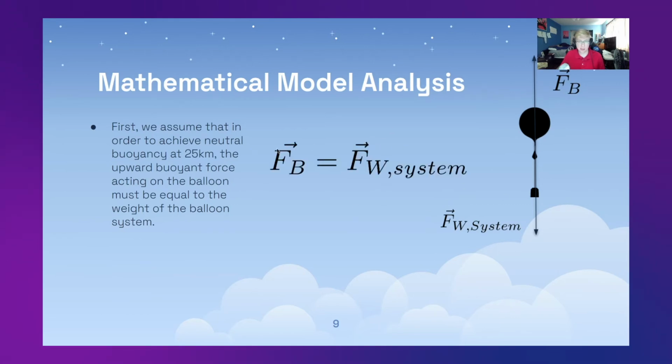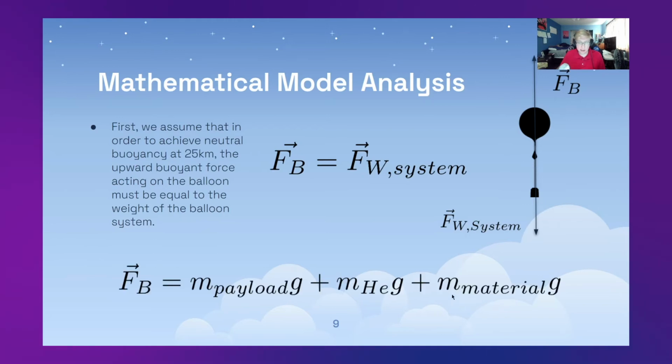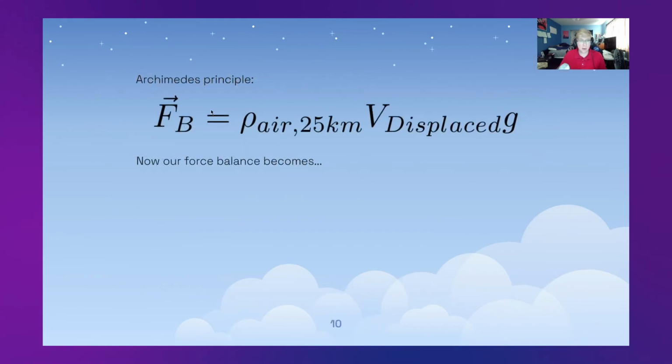So we express that in terms of this. The next thing we're going to do is we're going to break down our weight force into its components, which is the skin, the helium, and the payload. So this is the mass of the material, that's the skin, here's the helium, here's the payload. Next, we're going to break up Archimedes' principle.